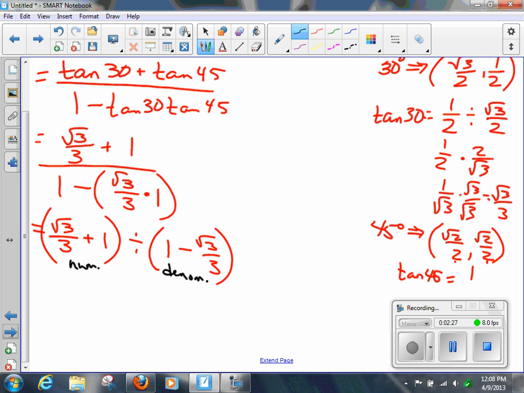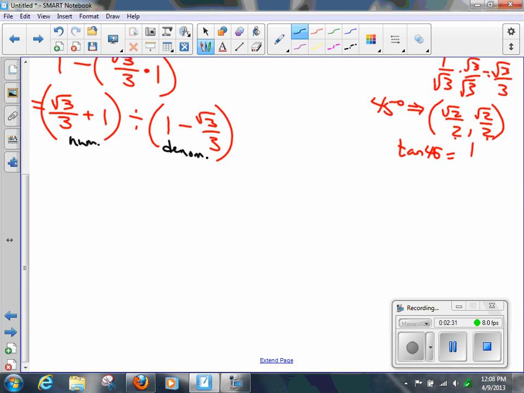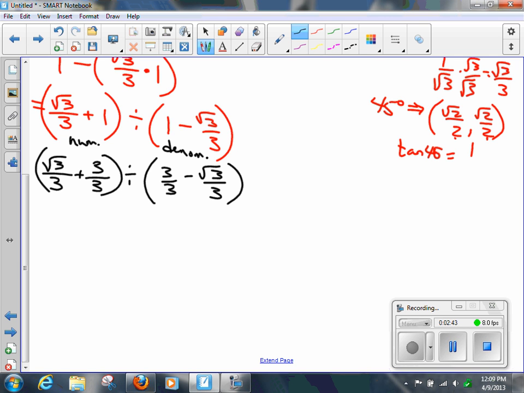I'm just going old school on this. And then I'm adding fractions in essence. So I've got root 3 over 3 plus 3 over 3. Yes? Divided by 3 over 3 minus root 3 over 3. Everybody cool with that? And now I'm going to smush them together. Root 3 plus 3 over 3. I'm going to go on and flip it. 3 over 3 minus 3.